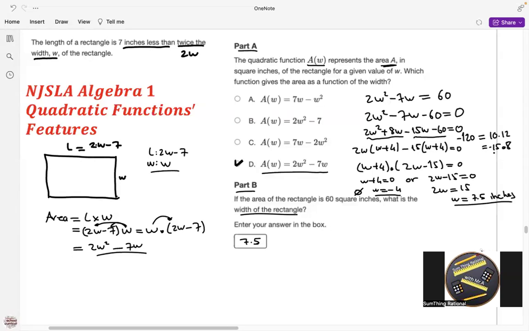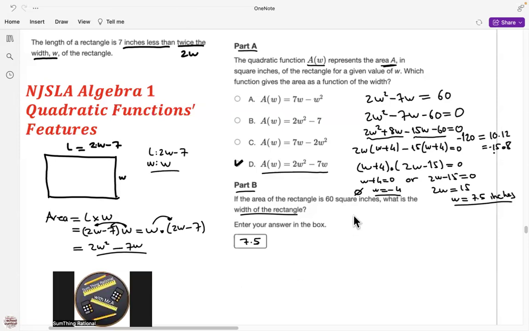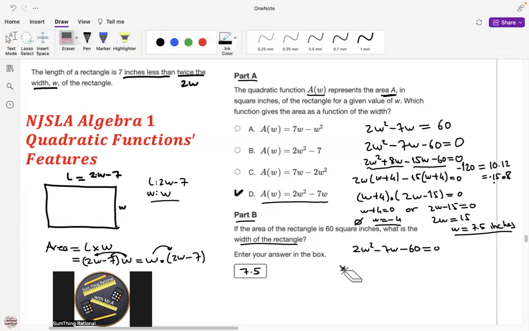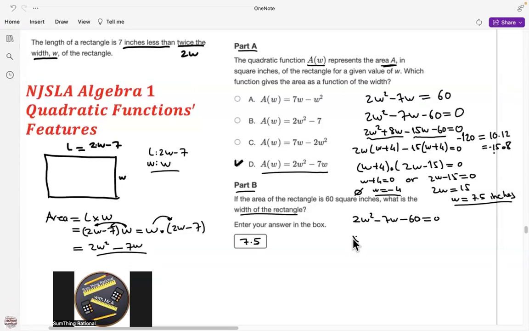We can solve this way, or we can solve by the quadratic formula. So what is our equation? 2w² minus 7w minus 60 is equal to 0. This is our quadratic equation. What the quadratic formula suggests is that x is equal to negative b plus or minus the square root of b squared minus 4ac, divided by 2a.